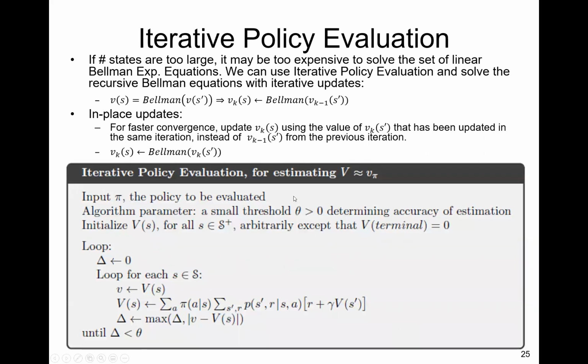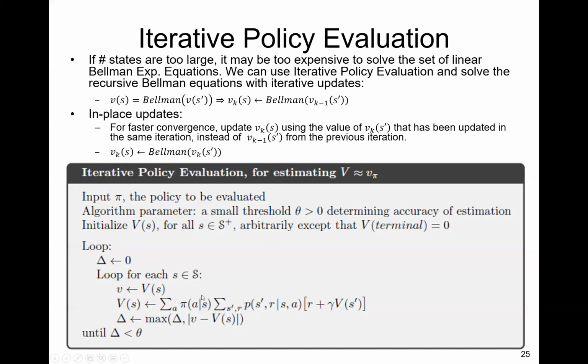So if the number of states is too large, it may be too expensive to solve the set of linear Bellman expectation equations. If you have too many variables, thousands or tens of thousands, you may run out of memory. So in this case, you can use iterative policy evaluation and solve the recursive Bellman equations with iterative updates. That is, you iteratively update your V_k(s) from your previous iteration, V_k(s) equals the Bellman equation over V(s prime), and you iterate over k, the iteration number, until convergence.